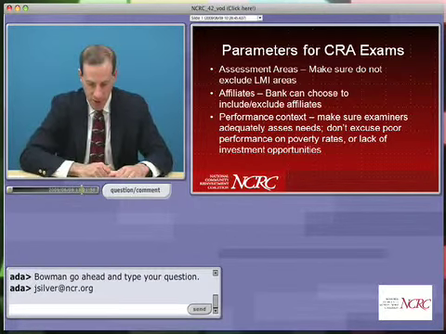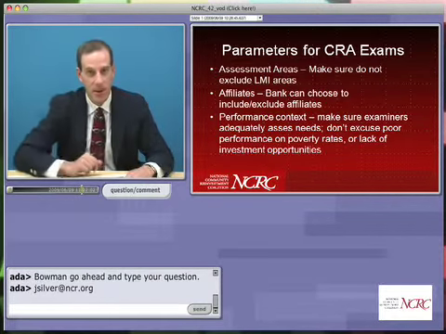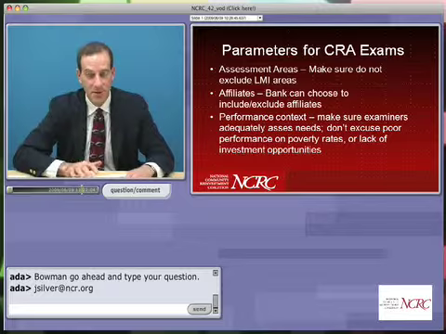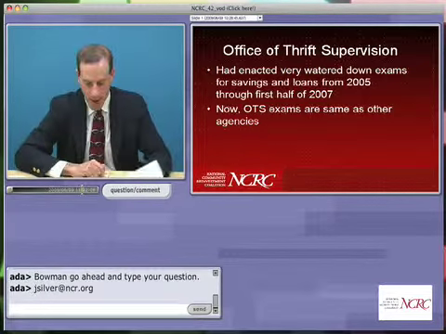Actually, parameters for CRA exams, let's see. I'm going to skip that because we're going to talk about that in CRA modernization. There are some very important concepts on this slide, but we're going to save that for the CRA modernization discussion.